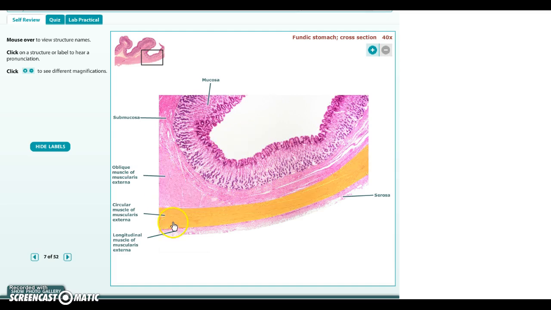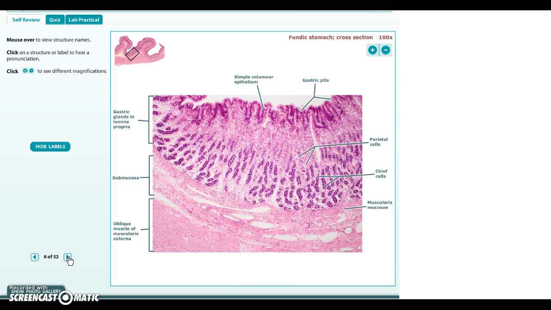And then we usually have a couple of layers of muscle around the outside, with a typical submucosa with blood vessels and connective tissue supporting the inner mucosal or epithelial tissue lining the organ. Remember, everything is always lined on the internal surface with an epithelial layer. There's a better look at those gastric pits.